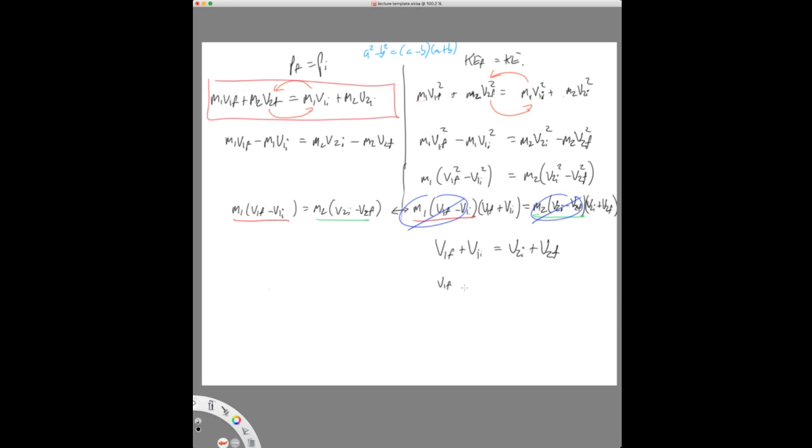So that looks like V1 final minus V2 final equals V2 initial minus V1 initial. And it's even customary to make it so mass 1 always comes first. So we have V1 final minus V2 final equals a minus sign times V1 initial minus V2 initial. So what I did here is I factored out a minus sign.